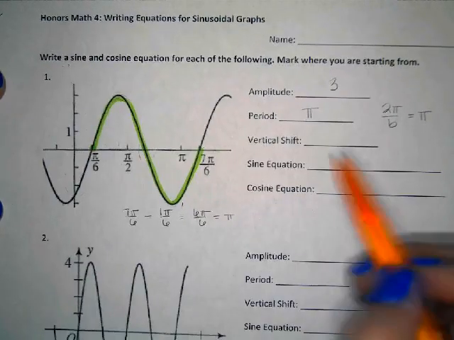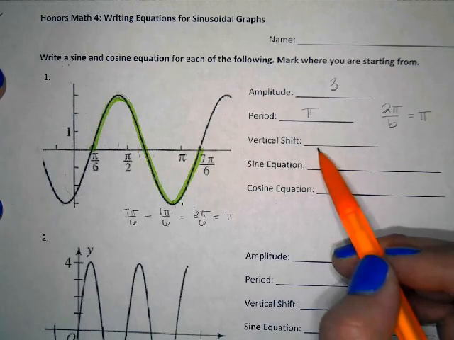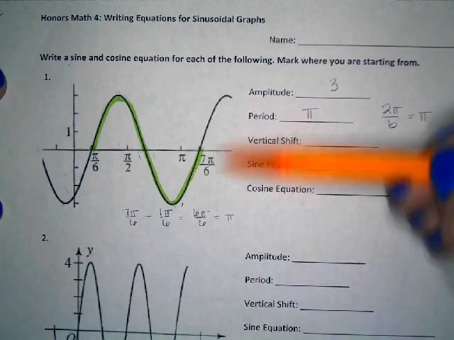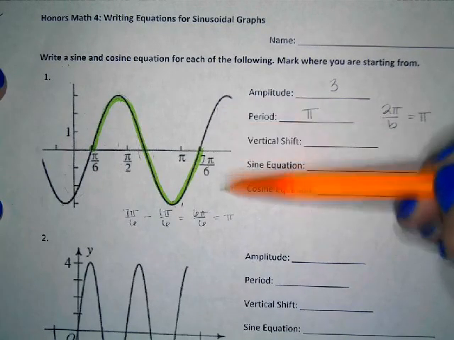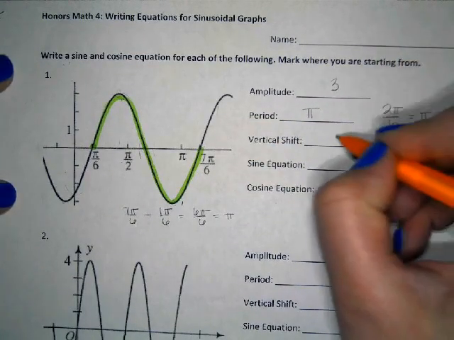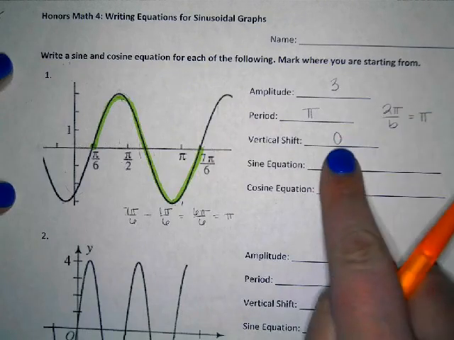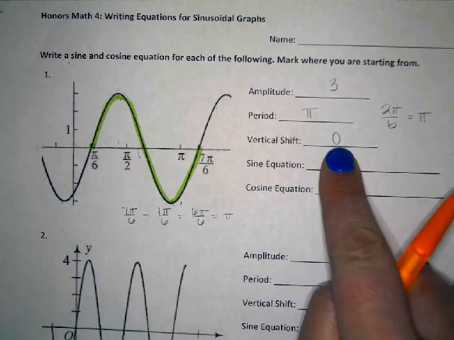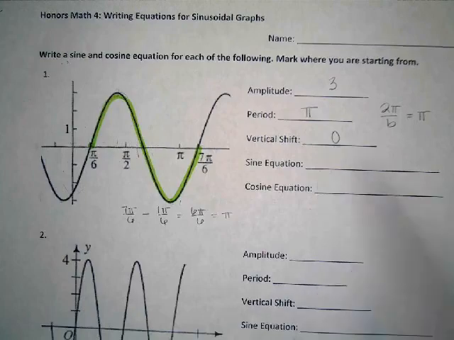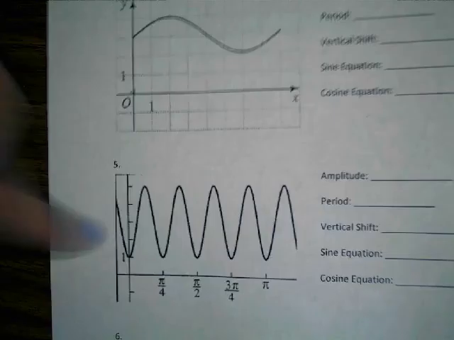Is there a vertical shift? Yes, the graph moved up or down? No. There is a horizontal shift, right? There is a horizontal shift, but there is no vertical shift. So I'm going to put 0, which means that my k value is 0. This graph is right in the middle. The midline is 0, right? The midline is 0. This is right in the middle, okay? In fact, oh no, we do have a couple with vertical shifts.